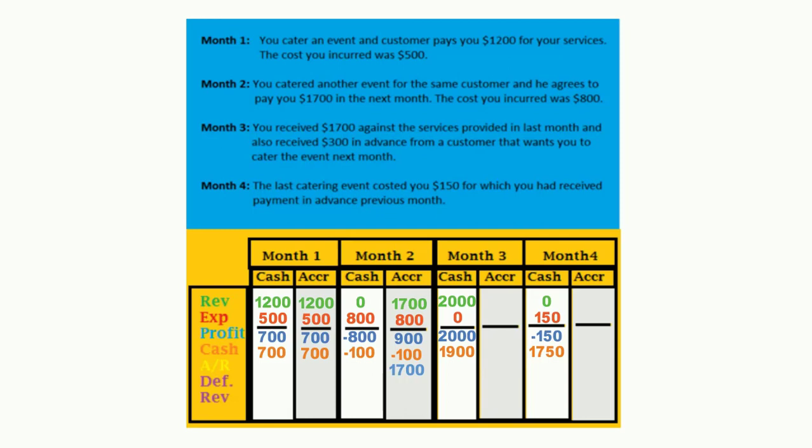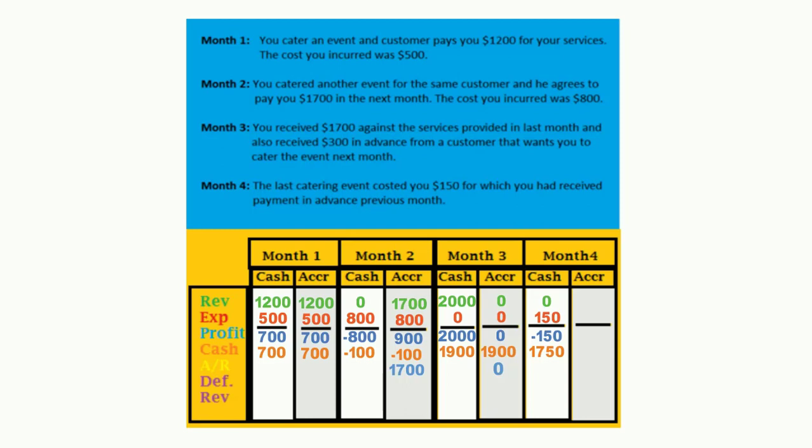You also get $300 in advance from a customer that you have to cater for the next month. So you did no catering in month 3, and because you did no catering in month 3, you have 0 revenue in month 3. And then you also have 0 expenses. The way that you account for the $1,700 that you got is that your accounts receivable goes to 0. And that goes to cash. So the negative $100, you add $1,700 and $300 to it, so it will become positive $1,900.